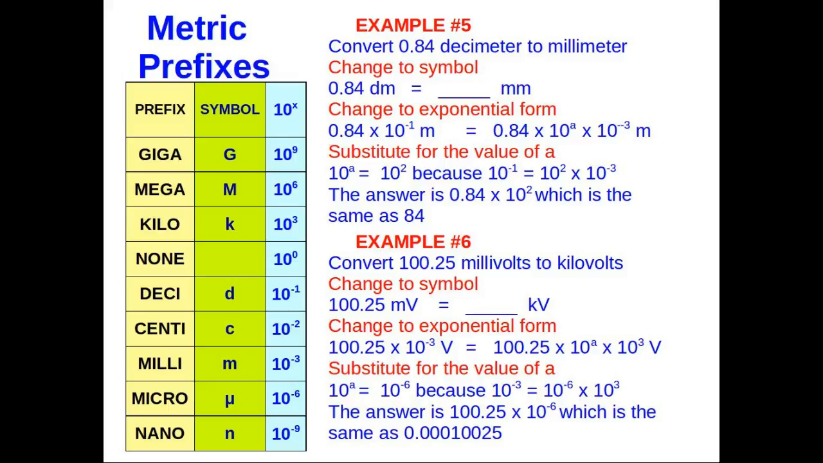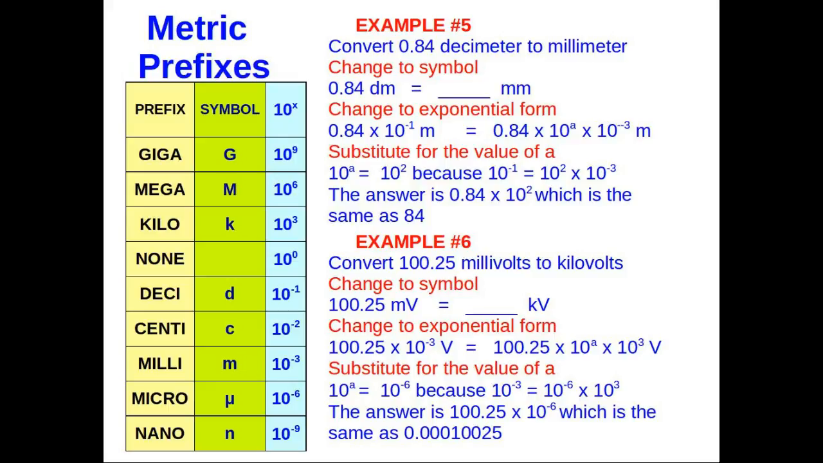Step B, changing to exponential form. 0.84 times 10 to the negative 1 m equals 0.84 times 10 to the a times 10 to the negative 3 m. Step C, substitute for 10 to the a. 10 to the a equals 10 squared because 10 to the negative 1 is equal to 10 squared times 10 to the negative 3. Step D. The answer is 0.84 times 10 squared, which translates to 84 after moving the decimal point 2 place values to the right.